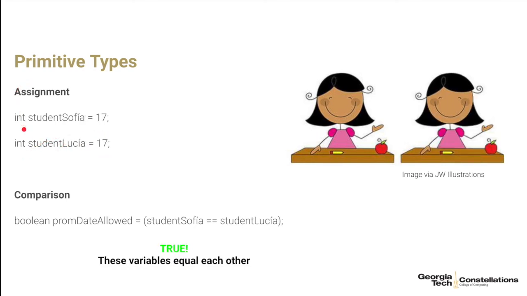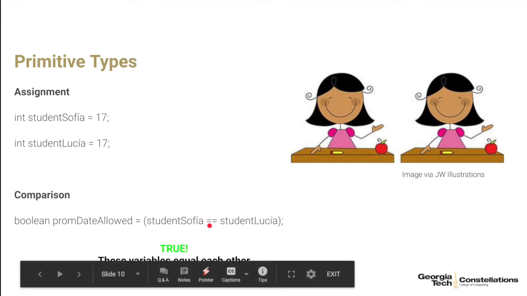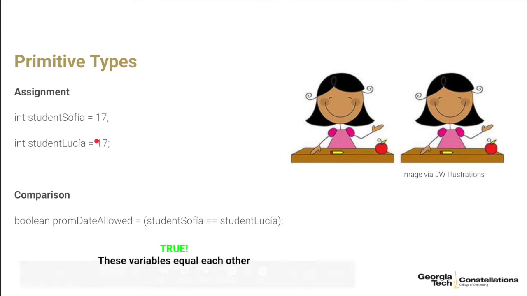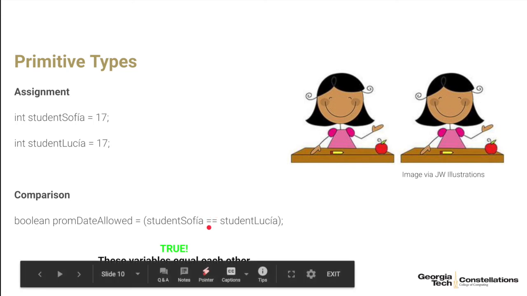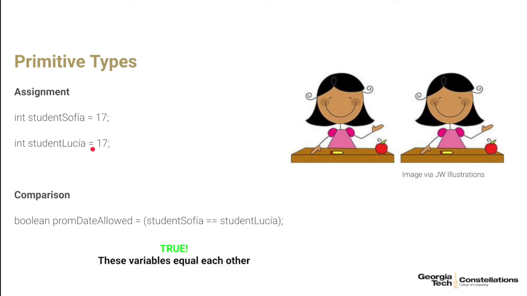And then here again, we have an example where Sophia and Lucia, they're both 17. And so since these values do equal each other, they would be allowed to go to prom together. Again, two equal signs to represent comparison and one equal sign when we want to assign a value to our variable.